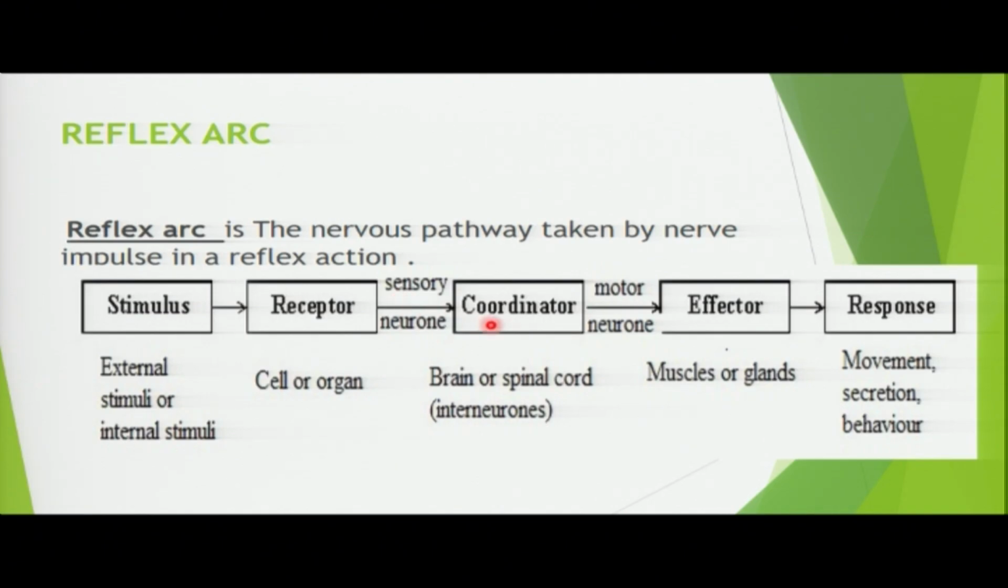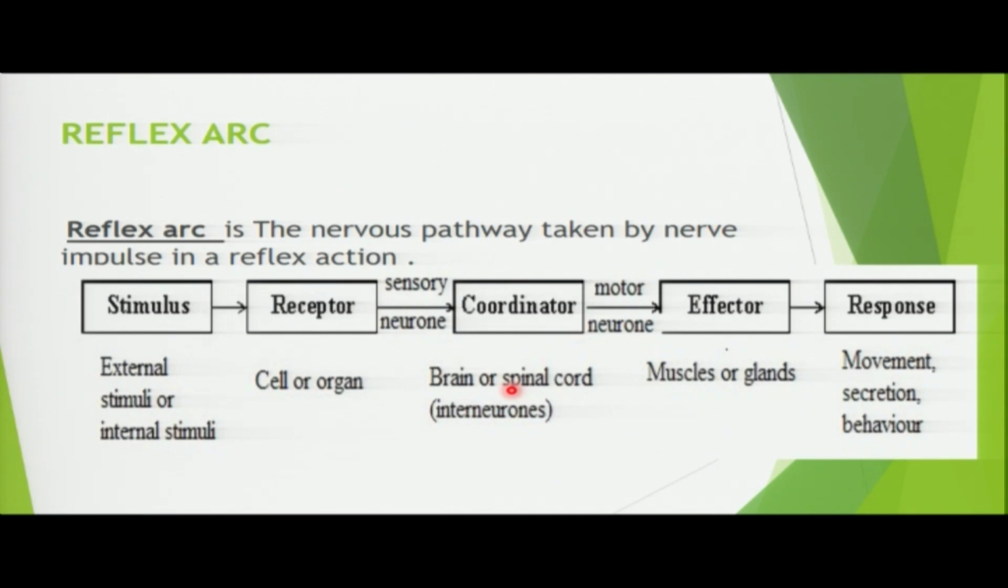Then go to the coordinator, which is the brain or spinal cord. And then what does the coordinator do? What is the role of this brain and spinal cord? It is just to interpret the information and then prepare the appropriate response to the stimulus, if it was like the hot object, as I am talking about.